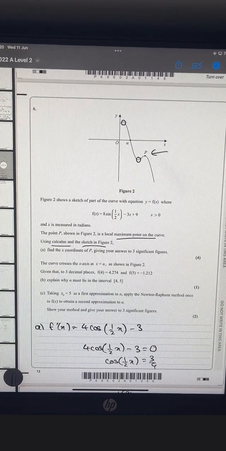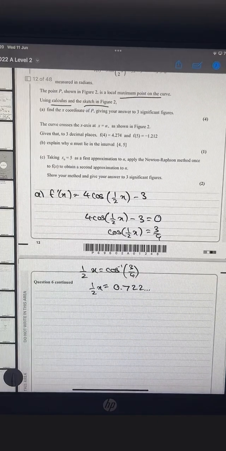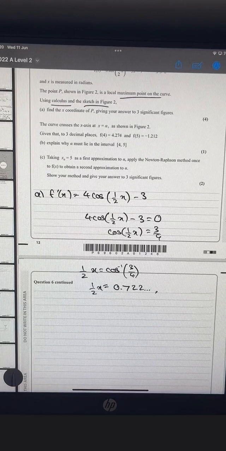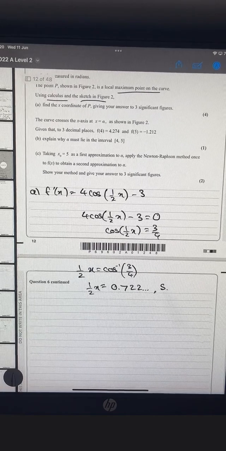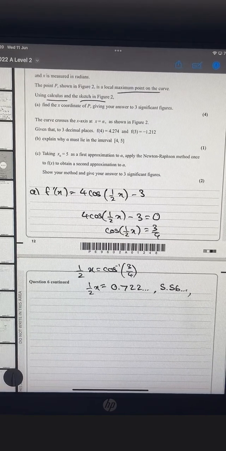P is my third turning point, so that is going to be my third solution to a half x, or x when we find it later. So I'm just going to use my cosine functions to find the next two solutions onwards. So my next one would be 5.56 and so on, and then my last one would be 7.00 and so on.